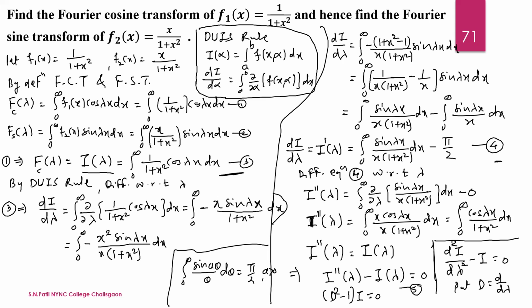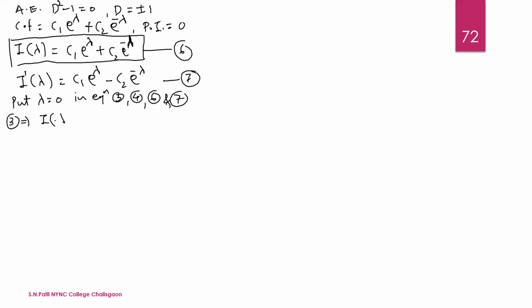Cosine 0 is 1. That is I of 0 is equal to integral 0 to infinity 1 upon 1 plus x square dx. Now there is a standard formula of integration: 1 upon 1 plus x square is tan inverse x, with limits 0 to infinity. Put the upper limit, tan inverse infinity is pi by 2 and tan inverse 0 is 0. So we get I of 0 is equal to pi by 2. Suppose this is equation number 8.